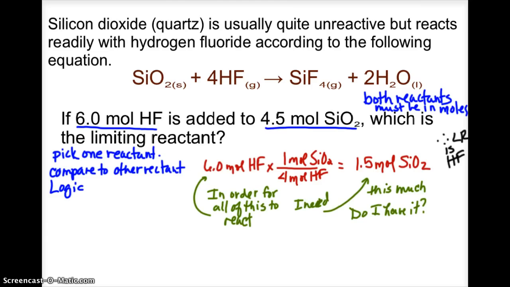You look back and you say, yes, I have 4.5 moles of silicon dioxide because that is what was given in the problem. So I have enough. That means all of the HF can be used. Therefore, the limiting reagent is HF.